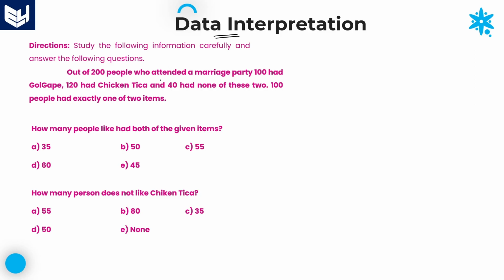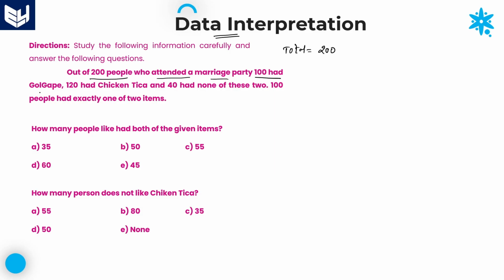Those kinds of situations also come into the picture in reality. So whenever you are solving these kinds of small passages, you need to be very cautious about each and every individual point, because here the information is very less, so you need to read it line by line carefully. First of all, the information is that out of 200 people who attended a marriage party, a total of 200 members attended.